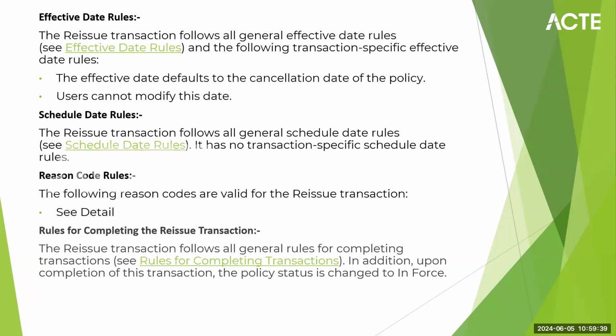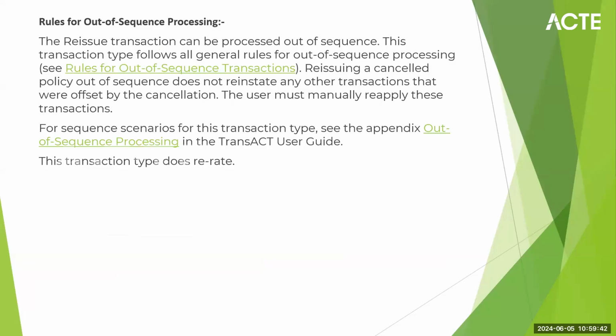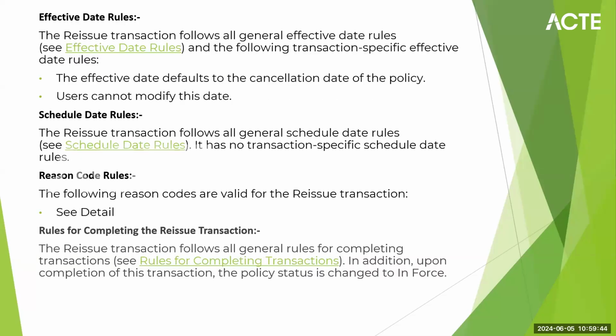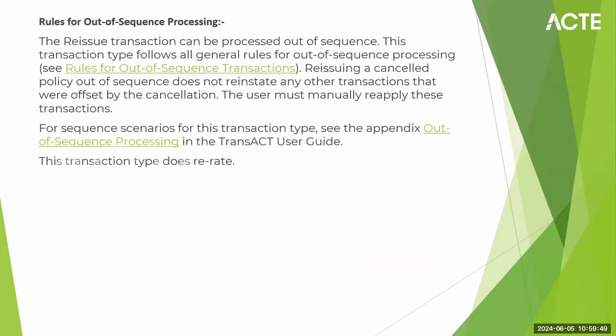Rule for completion of the reissue transaction. The policy status will be changed to in force. Rules for out-of-sequence processing. Reissuing a cancelled policy out of sequence does not reinstate any other transactions that were offset by the cancellation. The user must manually reapply the transactions. So once the user has done the cancellation transaction and then the reissuing of the policy, the user cannot do any of the transactions later on that.